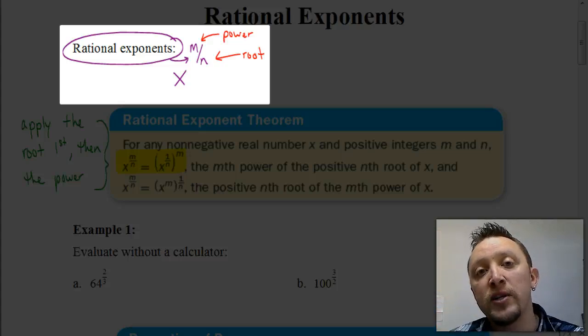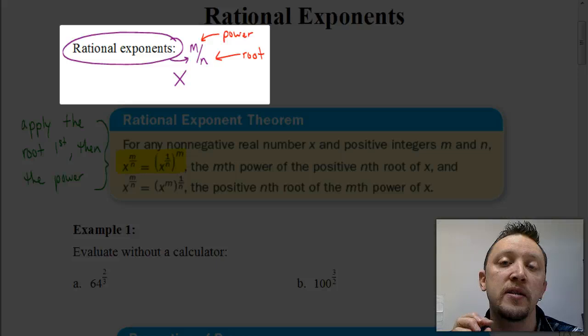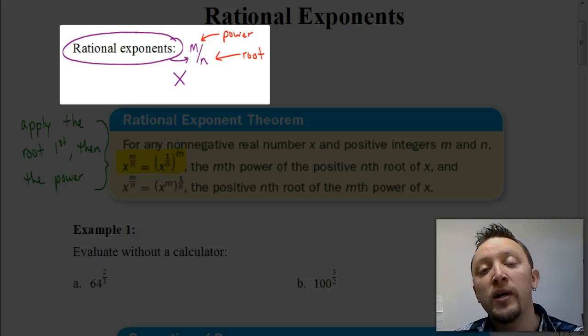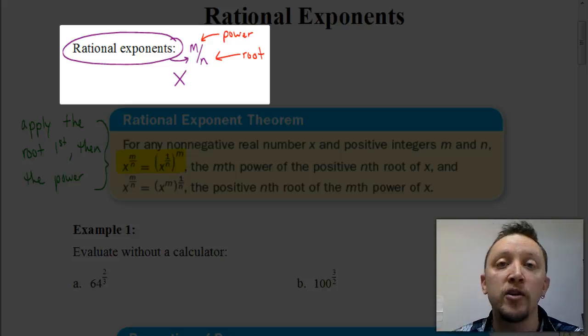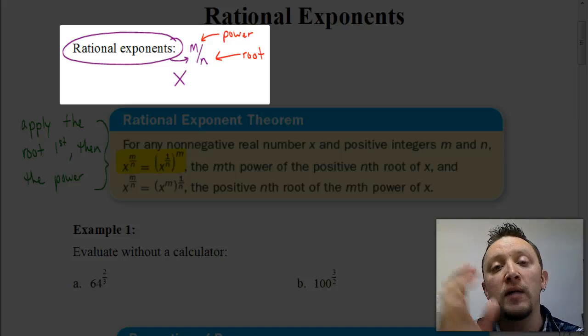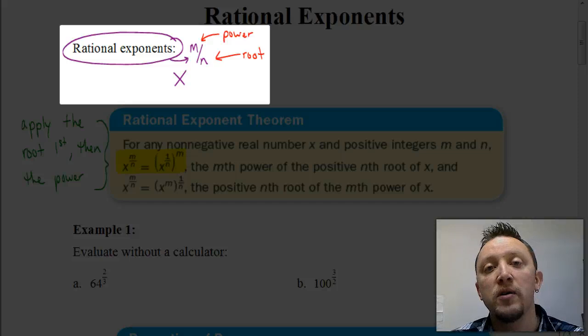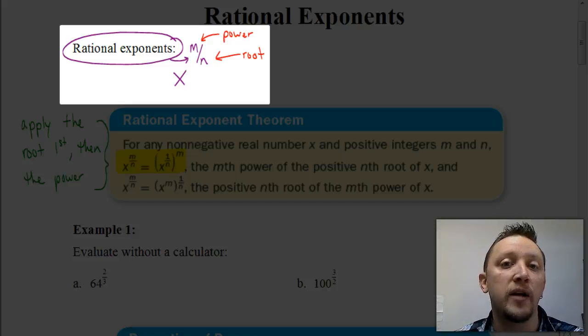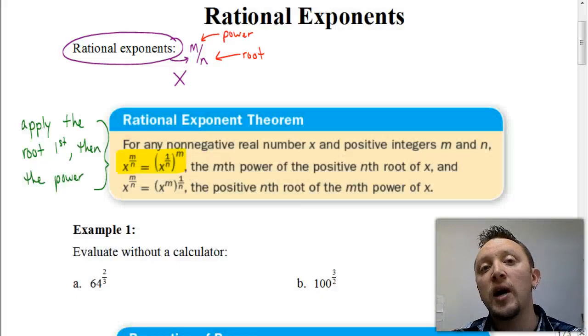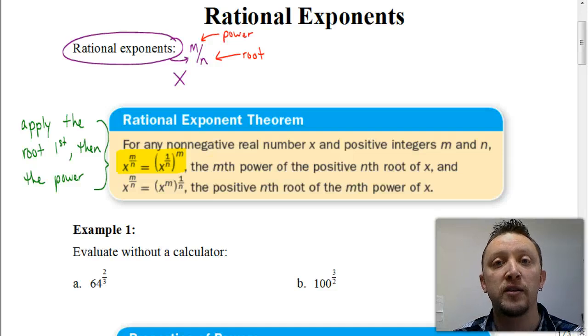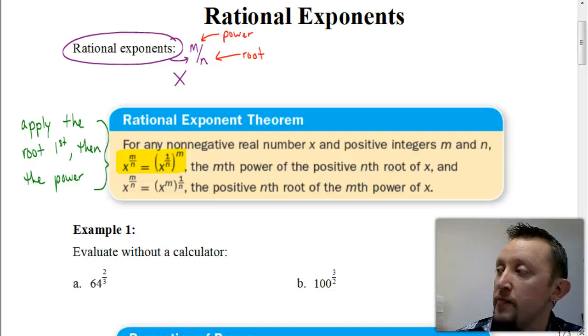In the previous video, we talked about the denominator represents the root. Well, now we need to understand that if there's a number in the numerator other than 1, that number represents the power. So we have the power over the root as our rational exponent. Now, there's a couple of ways that we could simplify a rational exponent. That's illustrated in this box here.